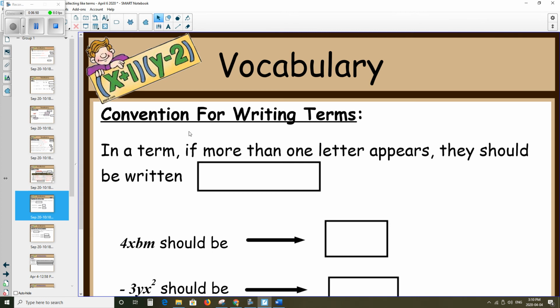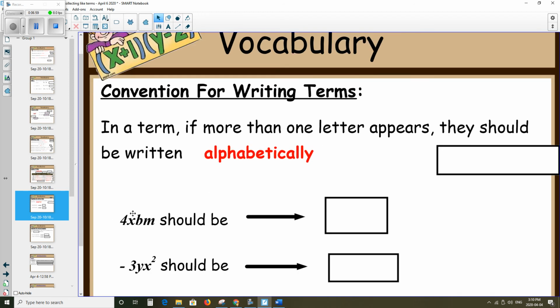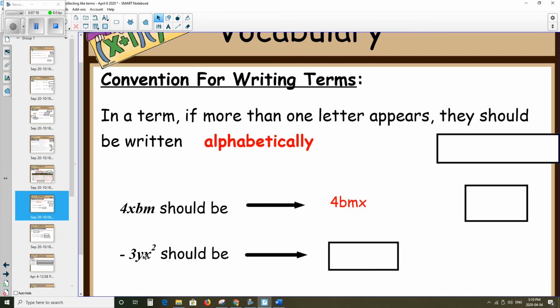Convention for writing terms. In a term, if more than one letter appears, they should be written in alphabetical order. So for xbm, you need to switch these letters around so they're in alphabetical order. So it would be 4bmx. Negative 3yx squared, right? Put them in alphabetical order. You're going to put your x squared first and then the y.